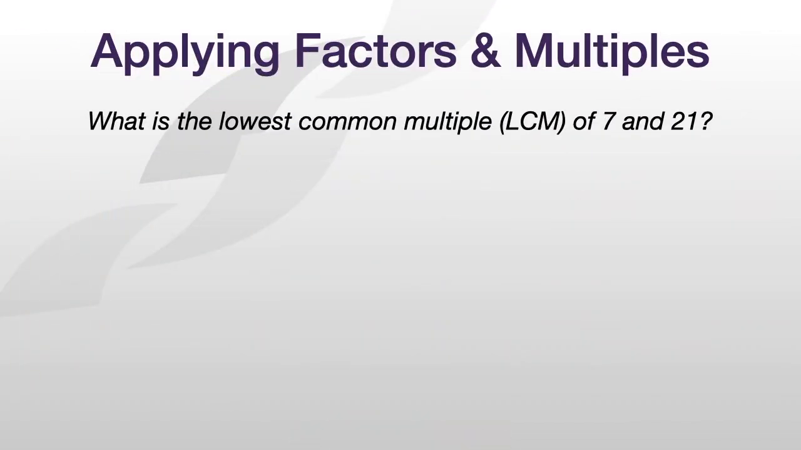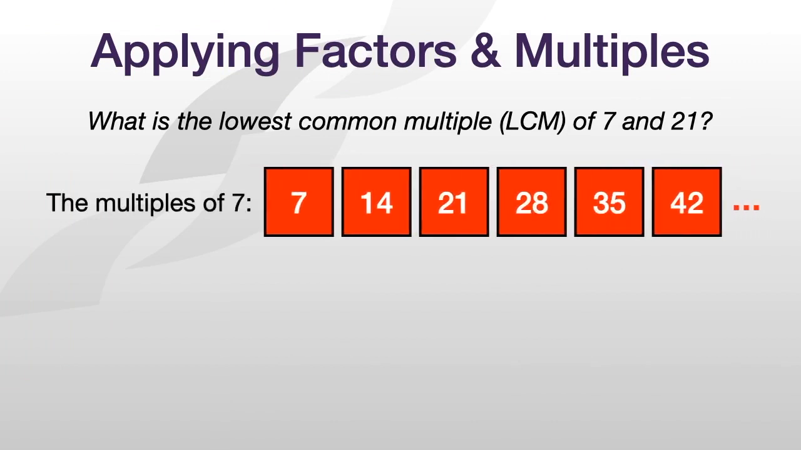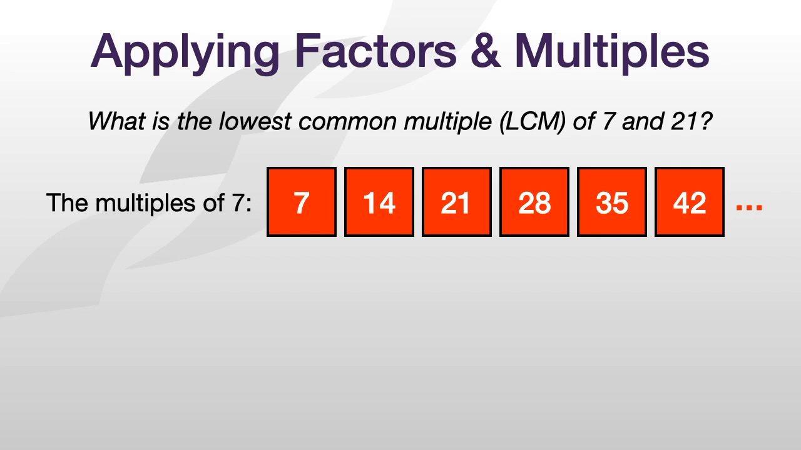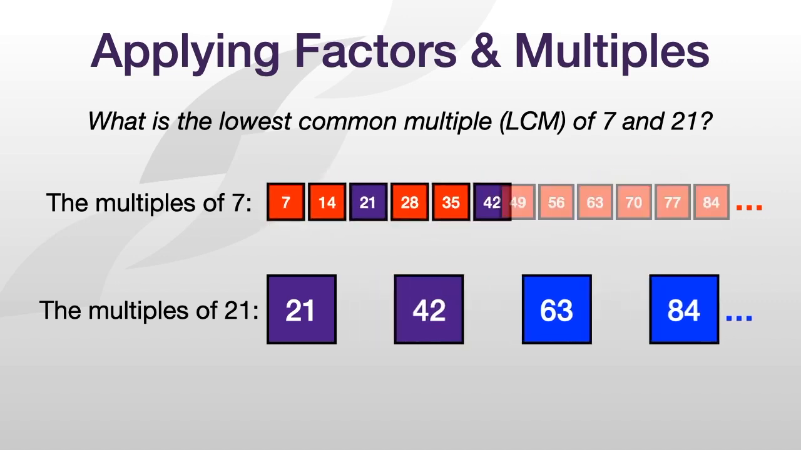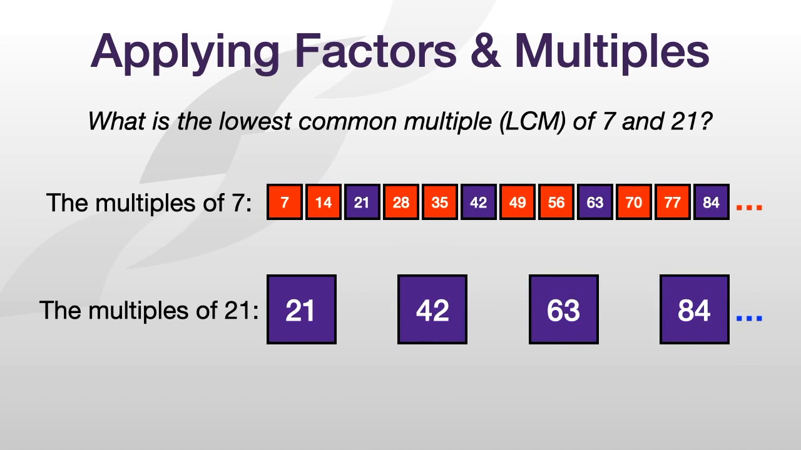What is the lowest common multiple of 7 and 21? The multiples of 7 are 7, 14, 21, 28, 35, 42, and so on. The multiples of 21 are 21, 42, 63, 84, and so on. Notice that 21 appears in each list. So too does 42. In fact, every third multiple of 7 is a multiple of 21. The lowest multiple common to both 7 and 21 is 21 itself.